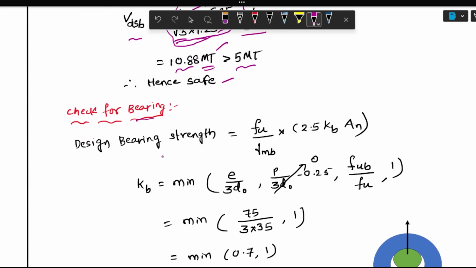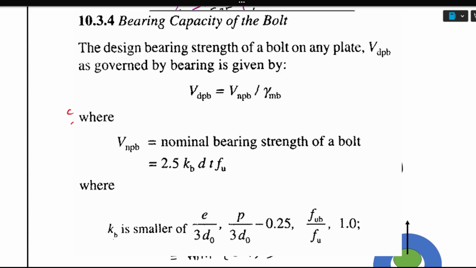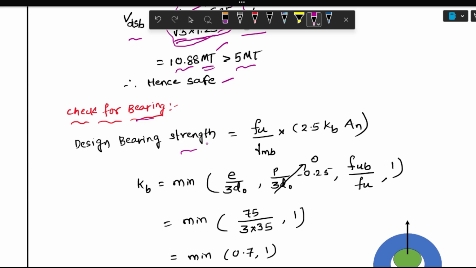Coming to the bearing, this is also the design bearing strength, which is also given in the IS 800 2007 code. Here you can find the snip of the IS 800 2007 code regarding the design bearing strength of the bolt. I am using the same formulas here in the plate that we use for the bolt, but the difference is in the net area they consider for the bolt and the plate. So let us design for the design bearing strength.